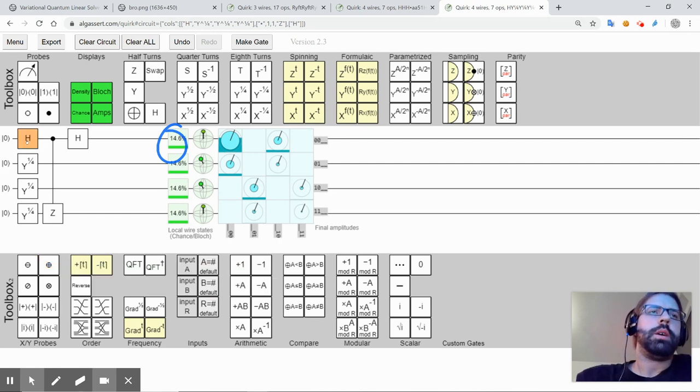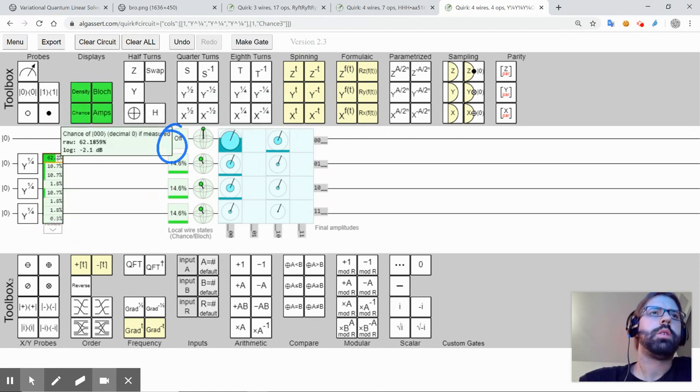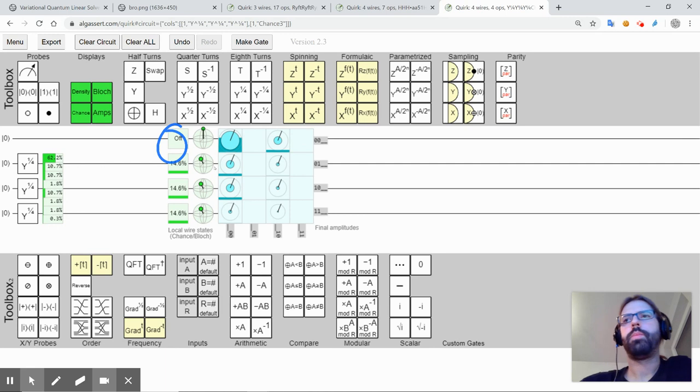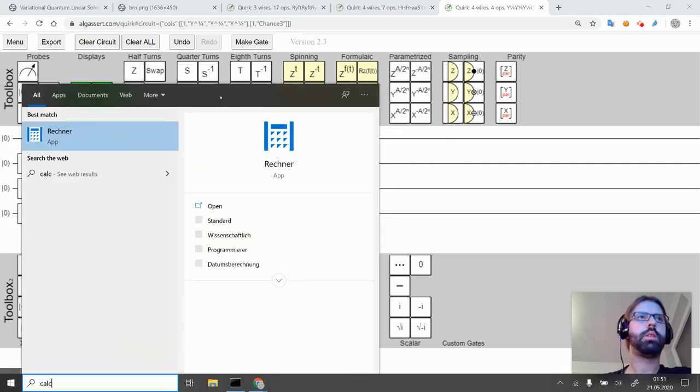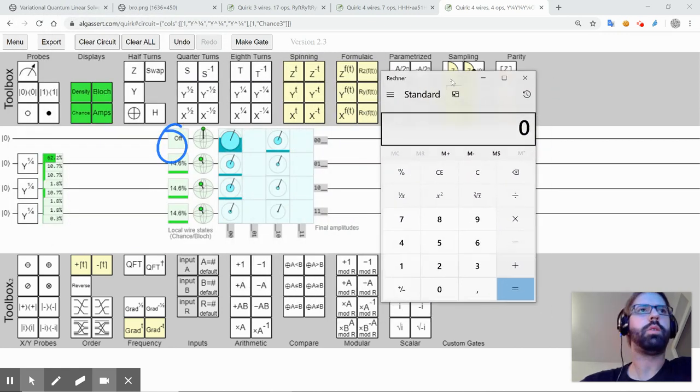It's a Hadamard test. Okay, so if we have these, what is the expectation value of these? It's sort of the average of those values. That's what you would say, right? Let's do that. Calculator, Rechner in German. So it's 62%.